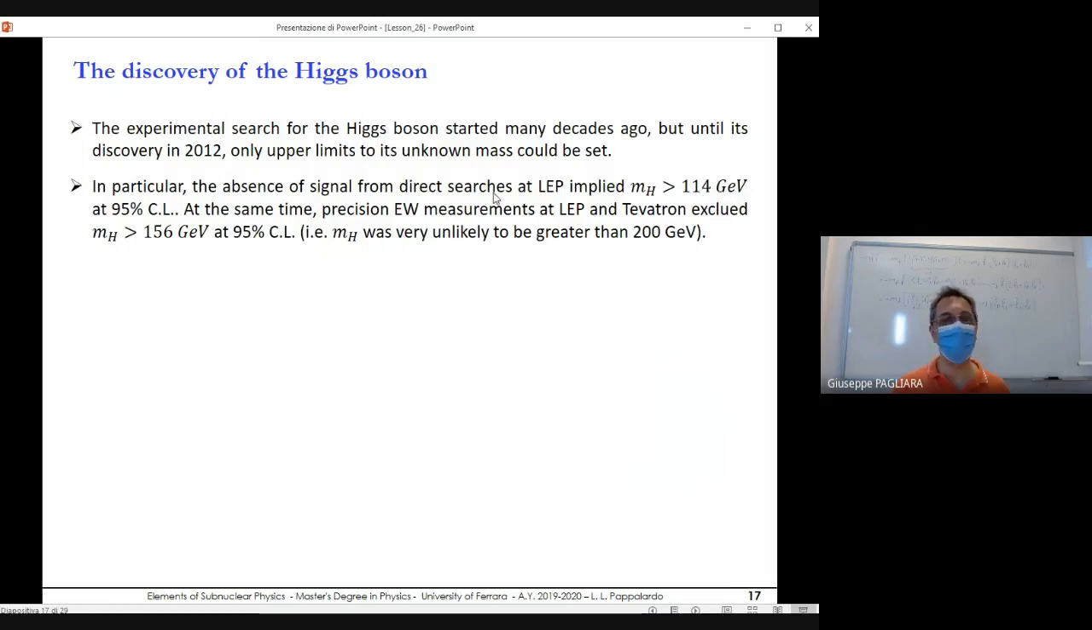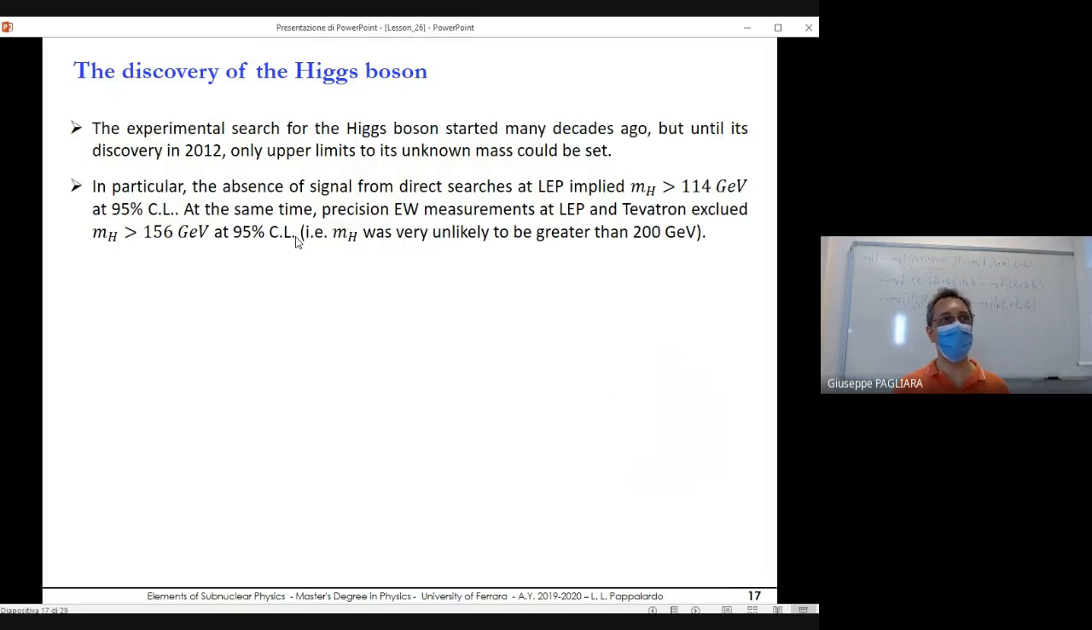Then, when LEP was closed for the construction of the Large Hadron Collider, the Americans started the search for the Higgs at Fermilab, at the Tevatron, the proton-antiproton collider where the top quark was discovered, if you remember, that we discussed yesterday. But still, the machine was not really able to find the Higgs. They could anyway put another limit, so they essentially excluded the mass of the Higgs being larger than 156 GeV at a 95% confidence level.